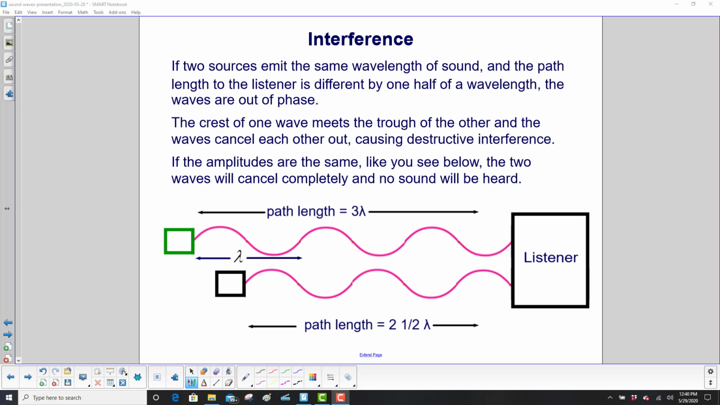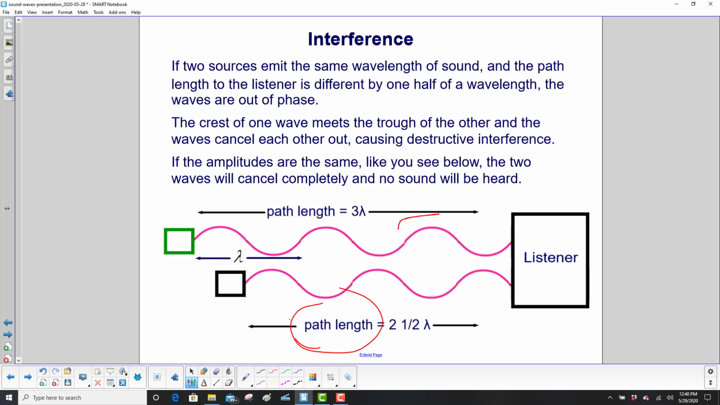But what if the two sources emit the same wavelength of sound, the same frequency of sound, the same note, and the path length to the listener is different by 1/2 of a wavelength? Then the waves are totally out of phase. The crest of one wave will meet the trough of the other, and the waves will cancel each other out.